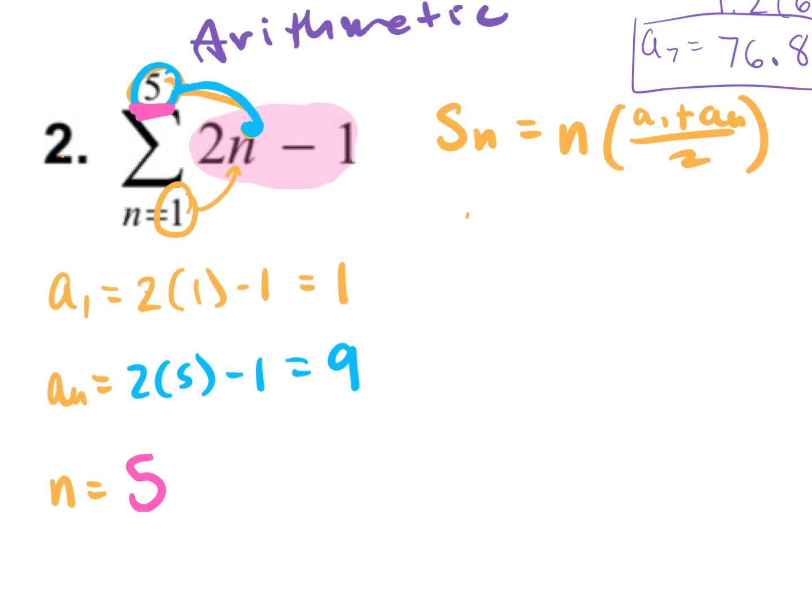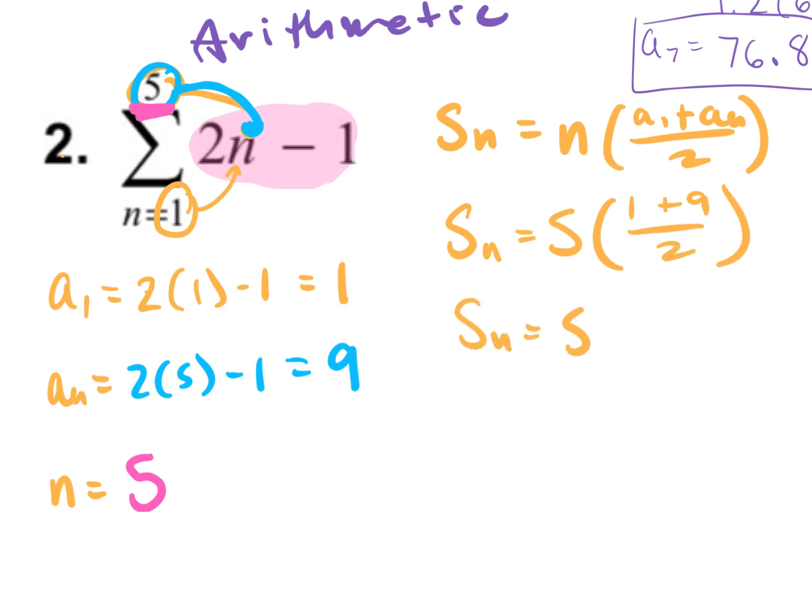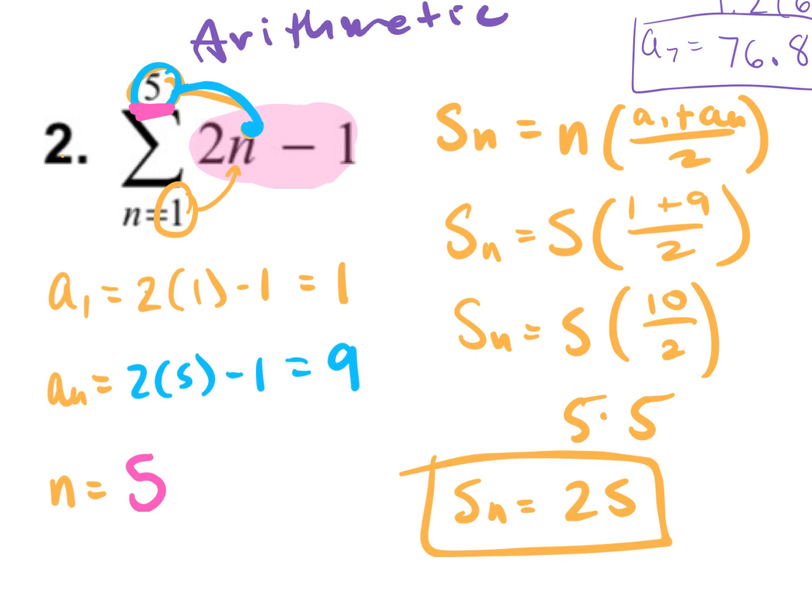So let's plug everything into our formula. So S sub n is equal to 5 times 1 plus 9 divided by 2. So we got 5 times, make sure you follow your order of operations. We got to do the top part first in our parentheses. So it'd be 10 divided by 2. 5 times 5 would be 25. Awesome. So the sum of our 5 terms is 25.